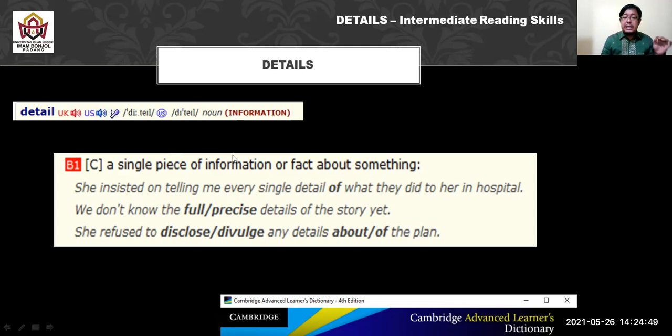Detail. So the D is shorter compared to the D in British, the D in American, I mean. The third example: she refused to disclose any details about the plan, or she refused to divulge any details of the plan. This is called the word details, which refers to a single piece of information. Right. So here you understand that the word details is categorized as a noun that refers to information.